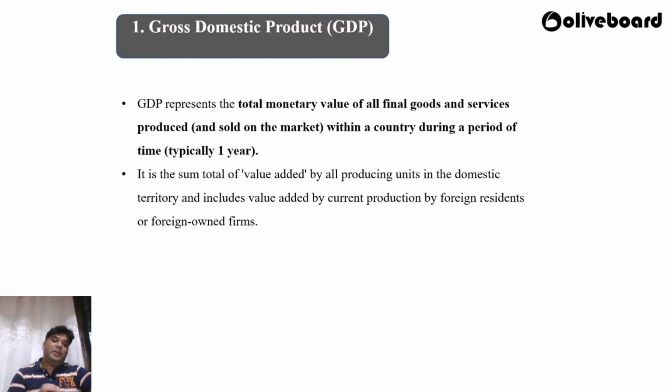कि एक पर्टिकुलर टेरिटरी में, जैसे इंडिया की टेरिटरी है, हमारी बाउंड्रीज है, उसके अंदर जितना भी एडिशन हो रहा है फाइनल गुड्स एंड सर्विसेज में, उसे हम जीडीपी कहेंगे. So it is the sum total of the value added by all producing units in the domestic territory and includes the value added by current production by foreign residents also.